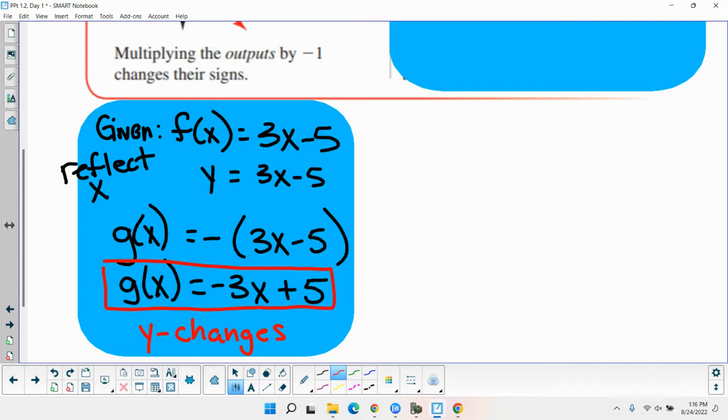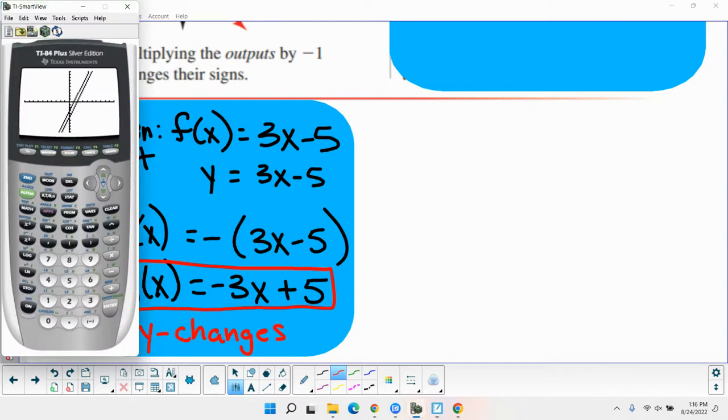Okay, so if I look at this, got my 3x minus 5, now negative 3x plus 5. So my negative sign's down here at the bottom under the 3. Negative 3x minus 5. Oh, sorry, plus 5. Graph the first one, just like before. And there's the other one, reflection about the x. Okay? The y changes when you do reflecting about the x.